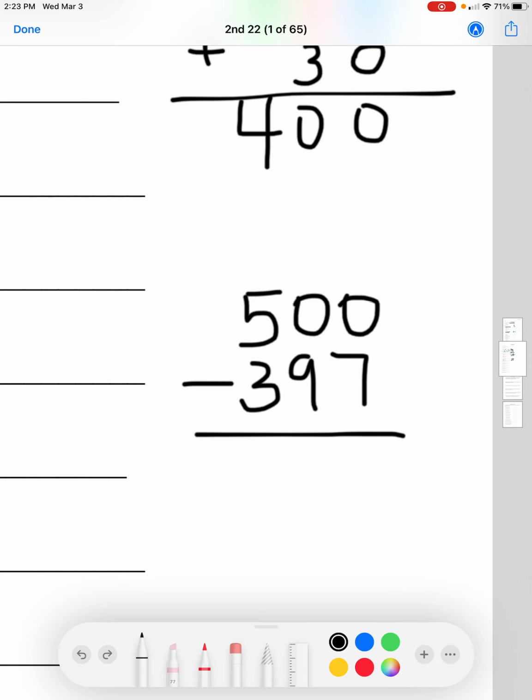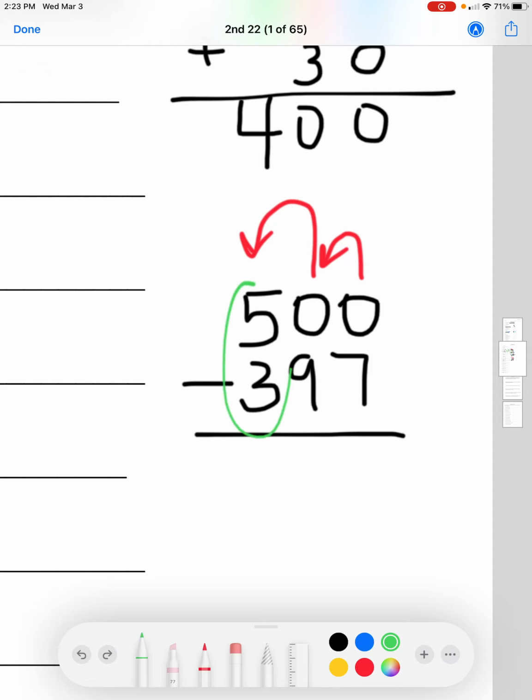So here we have 0 minus 7. Since you can't take away 7 from something you have nothing of, you're going to have to regroup. But if you look here, you can't take away 1 ten from 0 tens. So what you're going to have to do is move over to here. Since there's no tens we can take away, we're going to move over to the hundreds place.